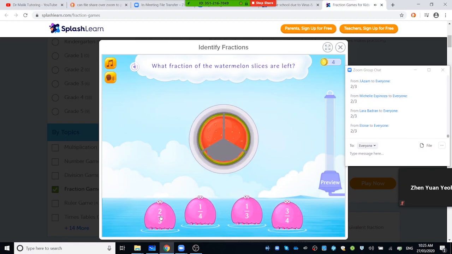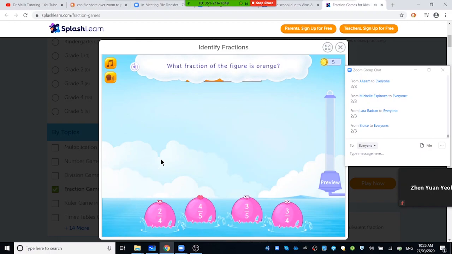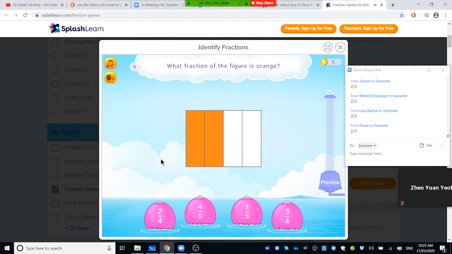What fraction of the watermelon slices are left? That's the next part. How much fraction is left here? You can always type there. So it is 2/3. Good going. What fraction of the figure is orange? So what part of the figure is orange? Can you type please?